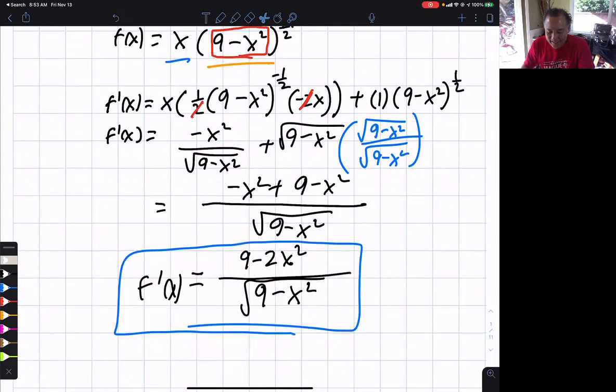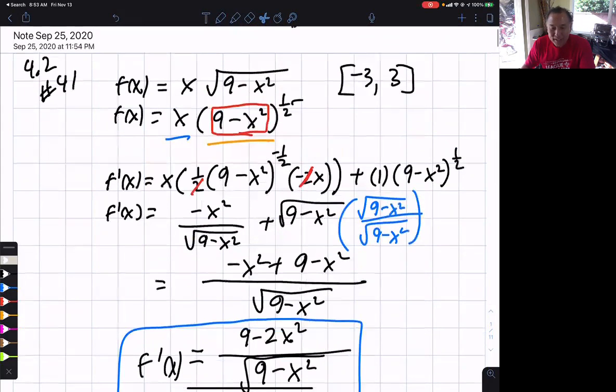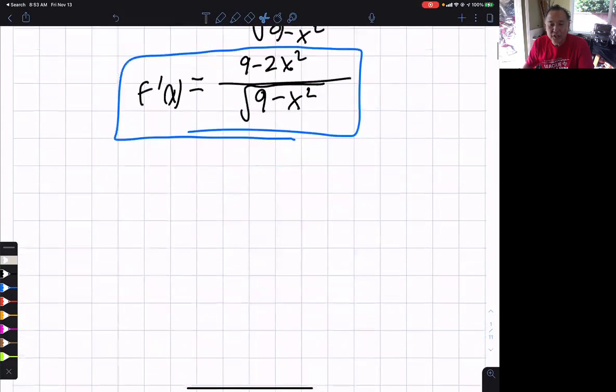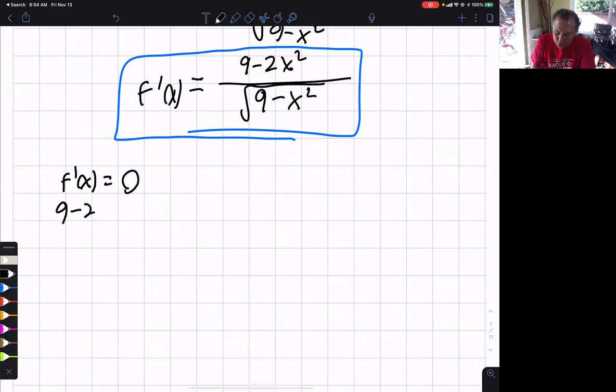We're not done yet. That was just taking the derivative. We are trying to find relative max, relative mins. You have to know those only occur at critical points. What's a critical point? It's where the derivative is 0 or the derivative does not exist. When is a fraction equal to 0? A fraction is equal to 0 when the numerator equals 0. So f prime of x equals 0 when 9 minus 2x squared equals 0.